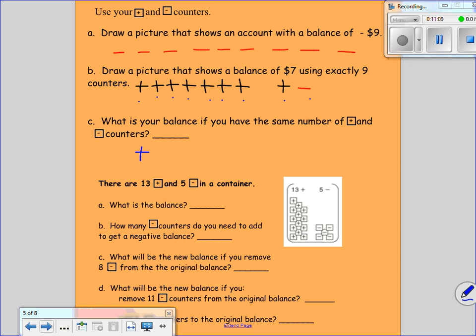That's pretty easy. If I have a positive, and if I have a negative, it's going to be 0.